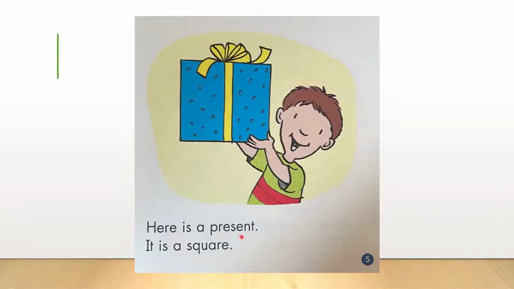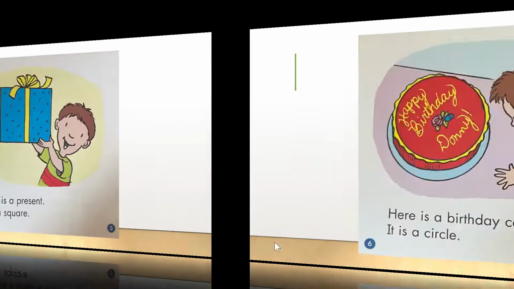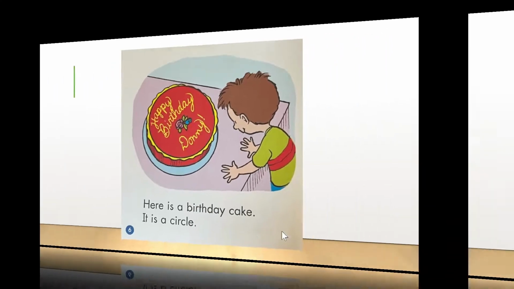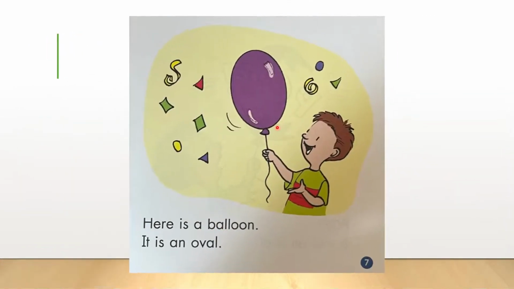Here is a present. It is a square. Here is a birthday cake. It is a circle. Alright, next one. Here is a balloon. It is an oval.